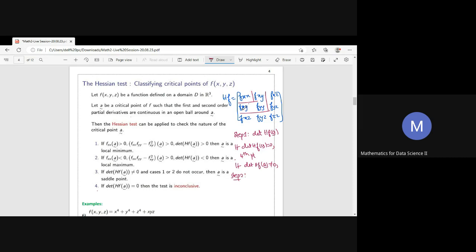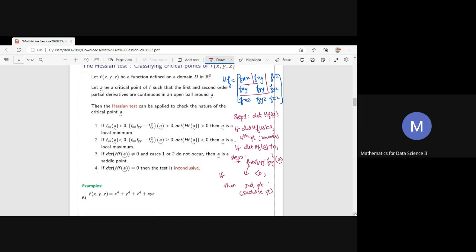Step 2, you find the determinant of the smaller matrix, which is fxx fyy minus fxy square. You find the value of this at A tilde. So now if this value is negative, if it is less than 0, then you refer to the third point. If this is less than 0, then obviously you know that it is a saddle point. So here it is inconclusive, and here it is a saddle point in this case.